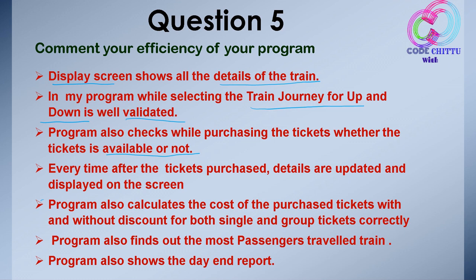And this program also calculates the cost of purchased tickets with discount and without discount for both single and group tickets correctly. Of course, we are using that if statement also to calculate that. And the program also finds out the train with the most passengers traveled. This is in task 3, right? The most passengers traveled train also we are calculating, and the whole thing we can call the day end report, also we are producing. So these things are done in our program. So these are the efficiencies of our program, right? Very easy points.